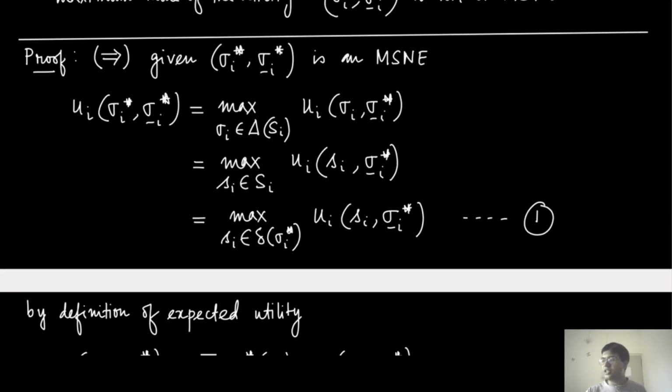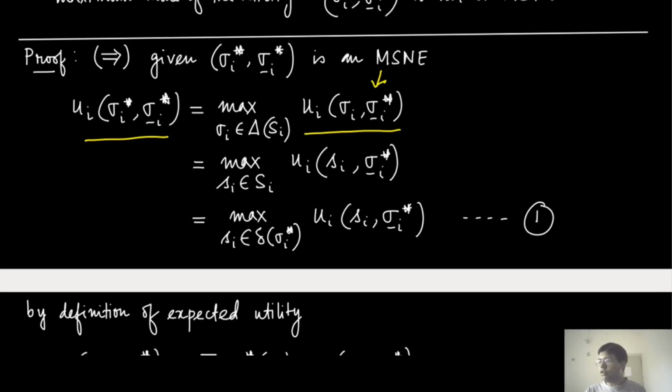So let us first look at the forward direction. That is, you are given this sigma I star, sigma minus I star, which is an MSNE. Now what can we write? We know that by definition of MSNE, this is going to be a maximizer for all the strategies. So when the other players are sticking to the sigma minus I star, the utility at sigma I star should be the maximum. This is coming from the best response definition of MSNE if you want.